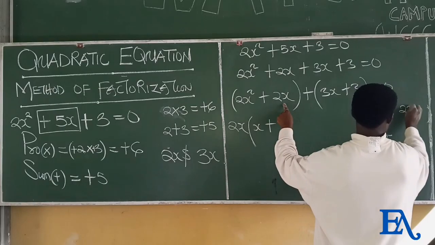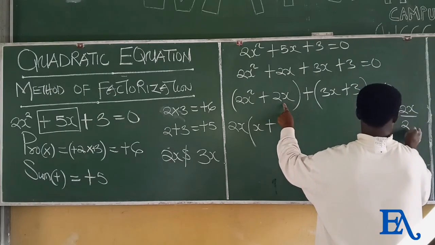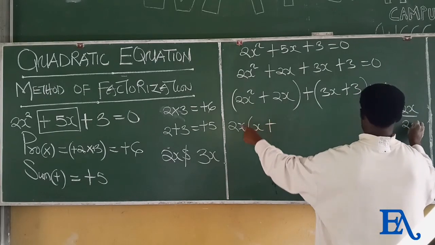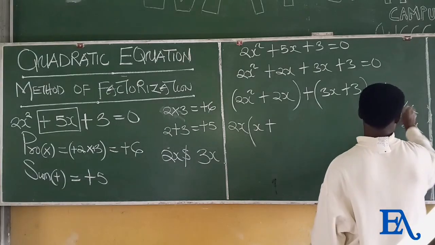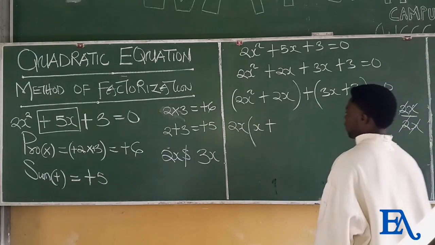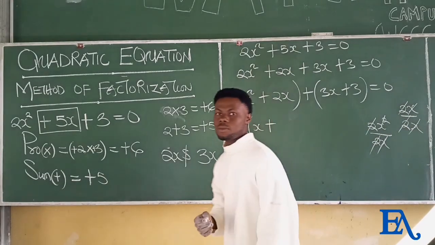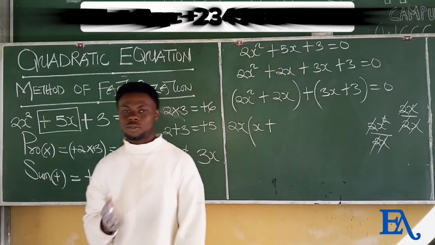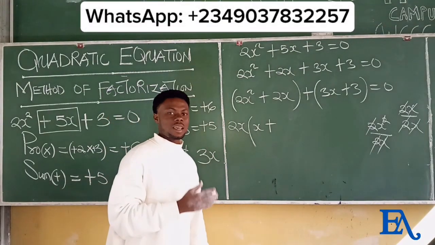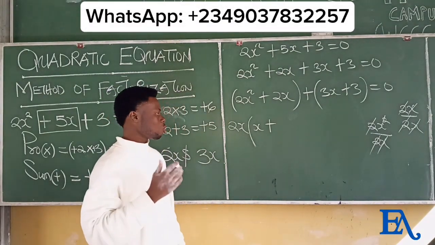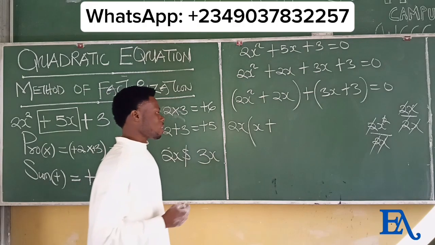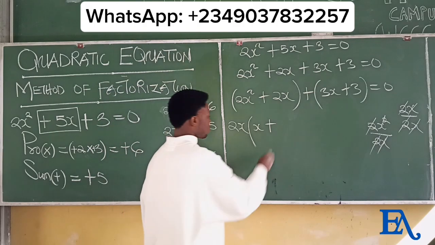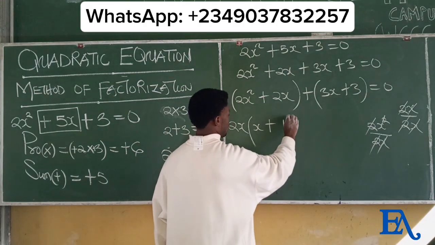Then plus, since what is common is 2x in the first parenthesis, if I divide the second term, 2x, by 2x, I'm going to obtain 1. Remember, 1 divided by 1 is 1, 5 divided by 5 is 1, and 10 divided by 10 is also 1. Therefore, 2x divided by 2x gives 1.